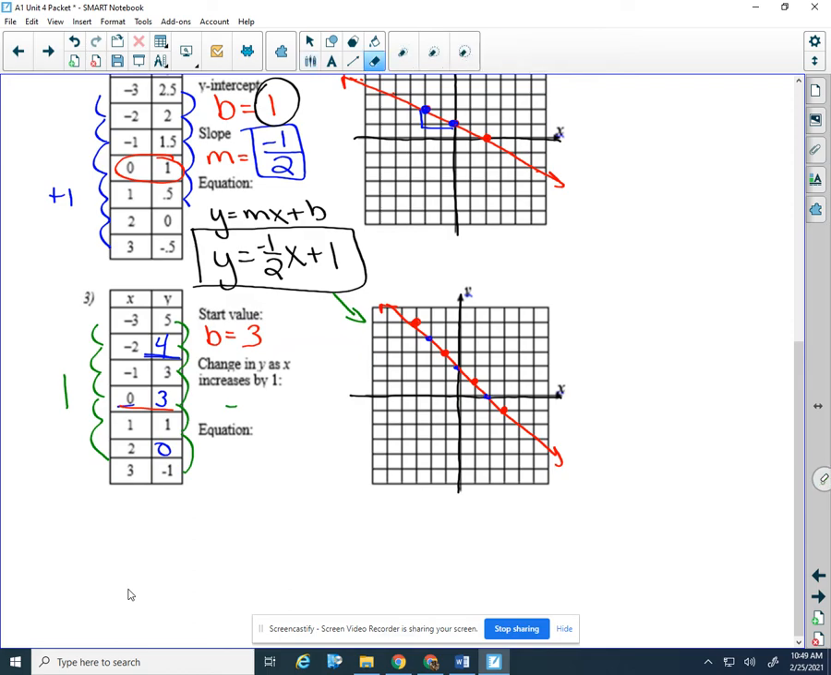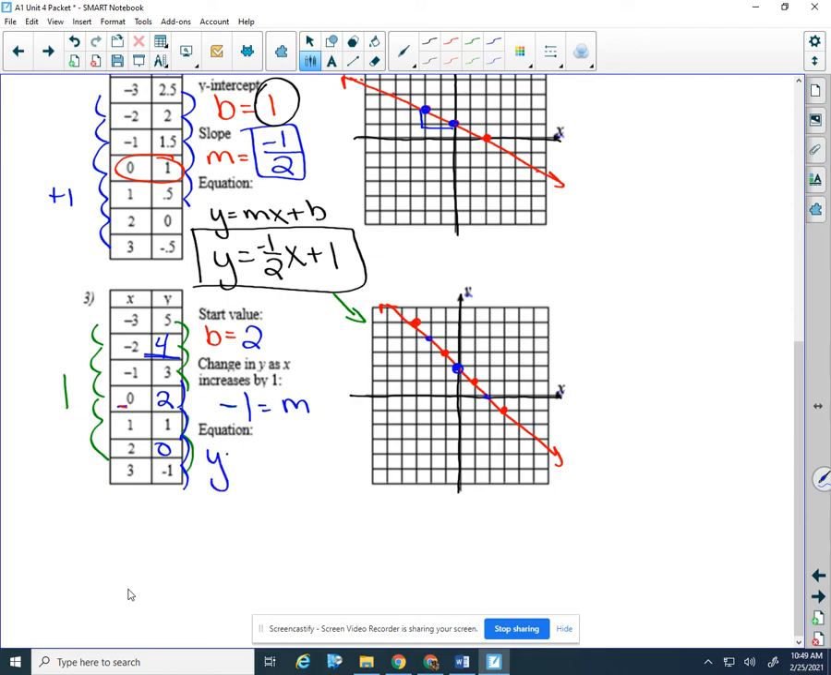Hold on. I screwed this up. Our y-intercept is 2. Sorry. I can't count. Must be time for lunch. Now, our slope, our y values are going down by 1. So our slope is -1.